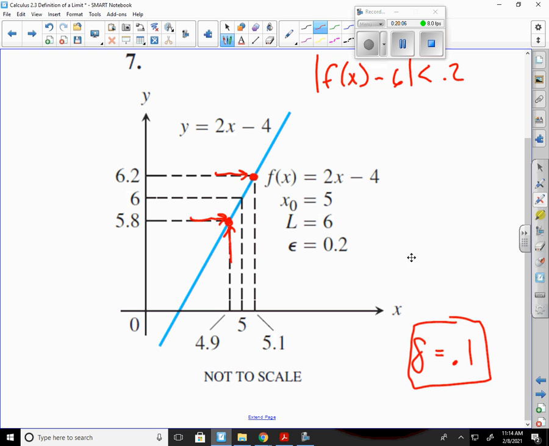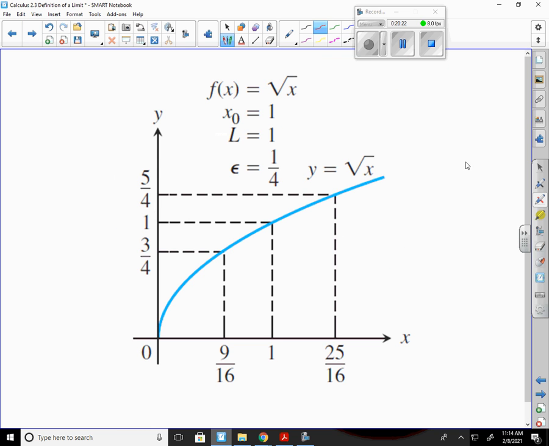You can either leave it like that, or it's better if you plug it in: x minus 5 is less than 0.1. For this one, kind of the same thing. I'm looking at 9/16 to 1 in order to get to the lowest one, which is 1/4 away from 1. To hit the high point, which is 1/4 above 1, I would have to hit 25/16.